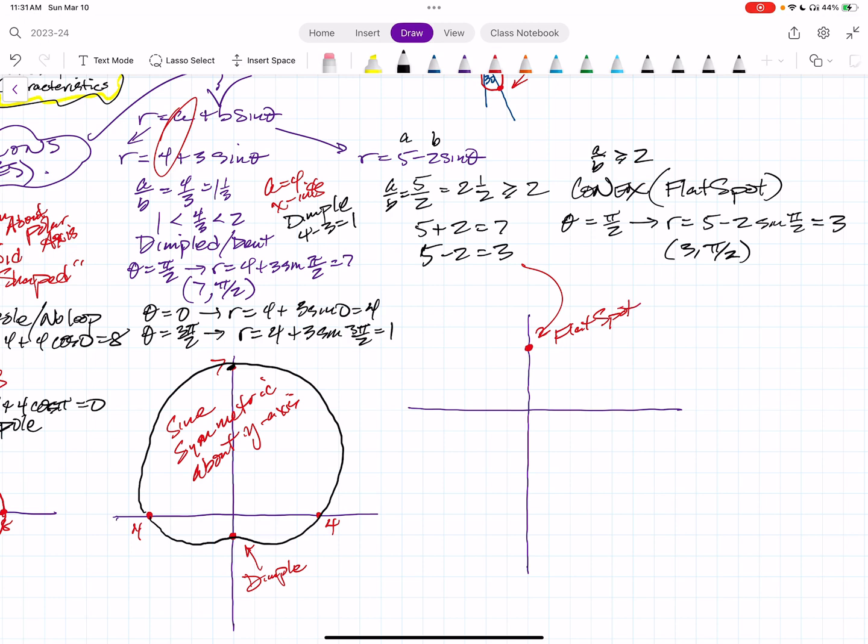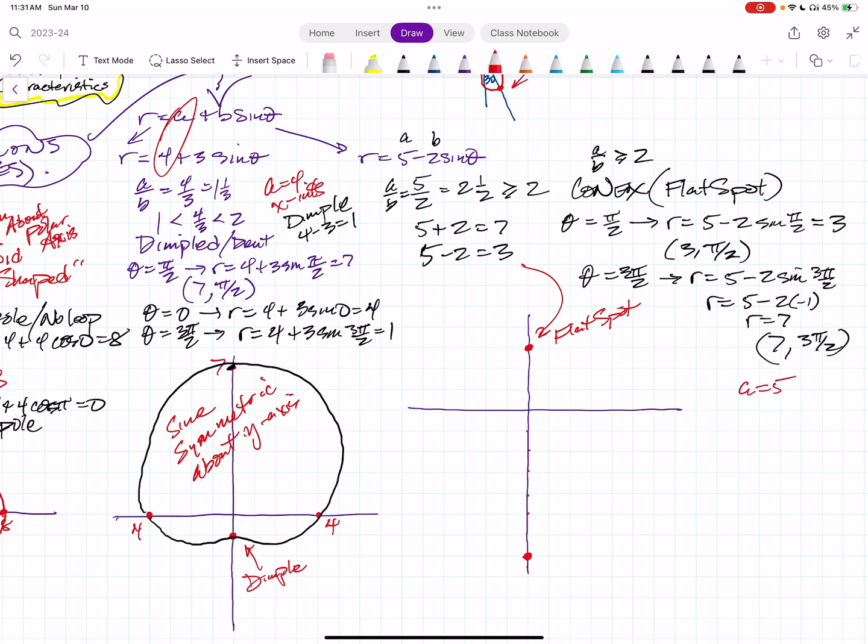Okay, what's the max? Well, let's go 3 pi halves. If theta is 3 pi halves, because sine is max and min at either pi halves or 3 pi halves, what do you get? You get r equal to 5 minus 2 times the sine of 3 pi halves, so 5 minus 2 times negative 1. That's 5 plus 2 or 7, so r is 7. That tells me that 7 comma 3 pi halves is on the graph, which is down 7 units. So 1, 2, 3, 4, 5, 6, 7. It's down here.